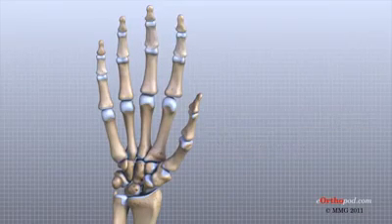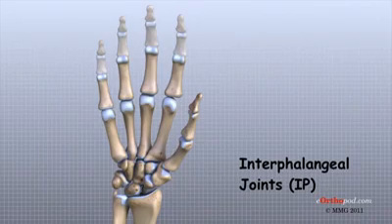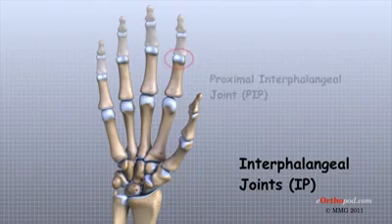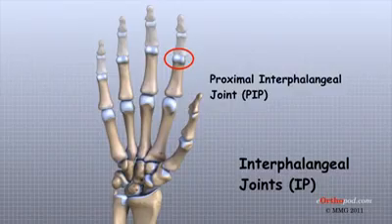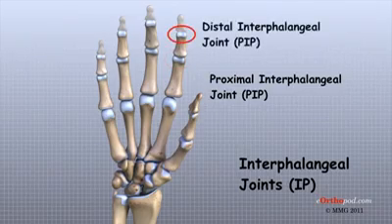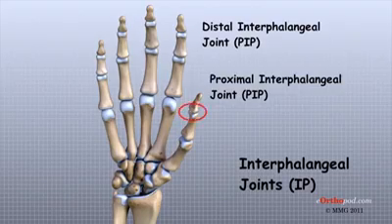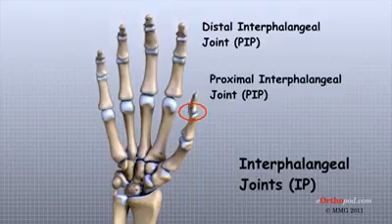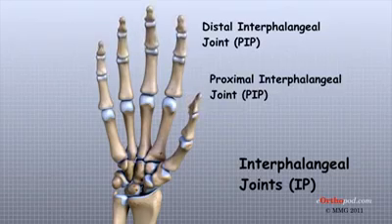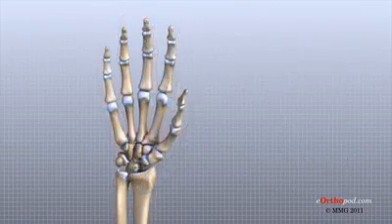The 3 phalanges at each finger are separated by 2 joints, called interphalangeal joints, or IP joints. The one closest to the MCP joint is called the proximal IP joint, or the PIP joint. The joint near the end of the finger is called the distal IP joint, or DIP joint. The thumb only has 1 IP joint between the 2 thumb phalanges. The IP joints of the digits also work like hinges when you bend and straighten your fingers and thumb.